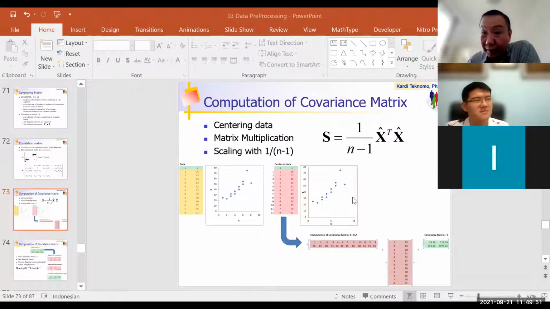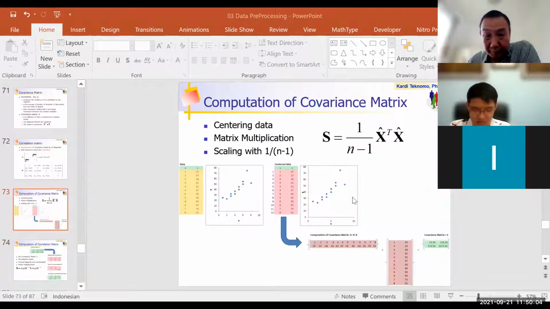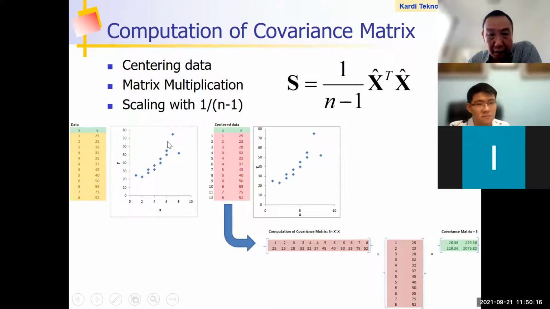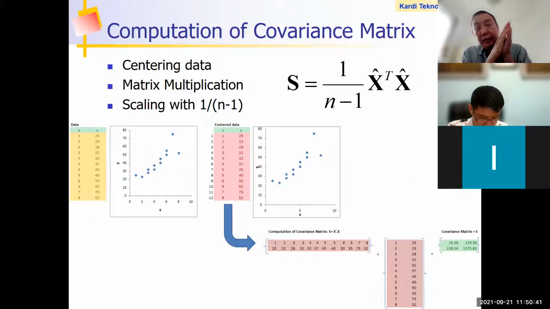Okay, so let's practice. Let's practice computing the covariance matrix, and then finally computing the correlation matrix. Suppose this is your data. You type the data here, to get the set of data. After that, you compute the covariance matrix, and then you compute the correlation matrix from there. Of course, we try to do this in Excel, but in reality, you will eventually create this computation in your own programming language. So can you practice?